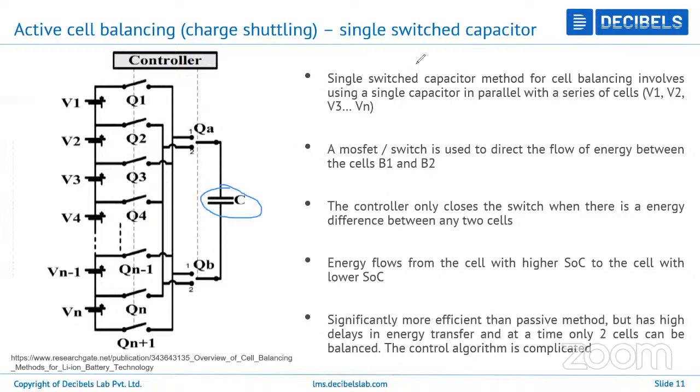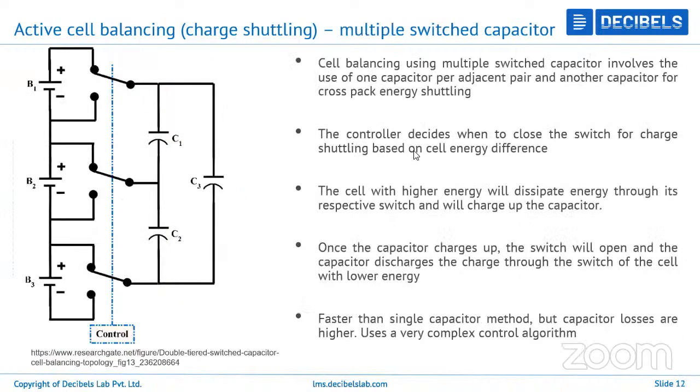Yeah, so here we'll see multiple capacitors. So there are two pairs. I mean to say there is a pair of cells. Say B1 and B2 will share one capacitor. Similarly, B2 and B3 will share a capacitor, and there will also be a capacitor common to all three of them put together.